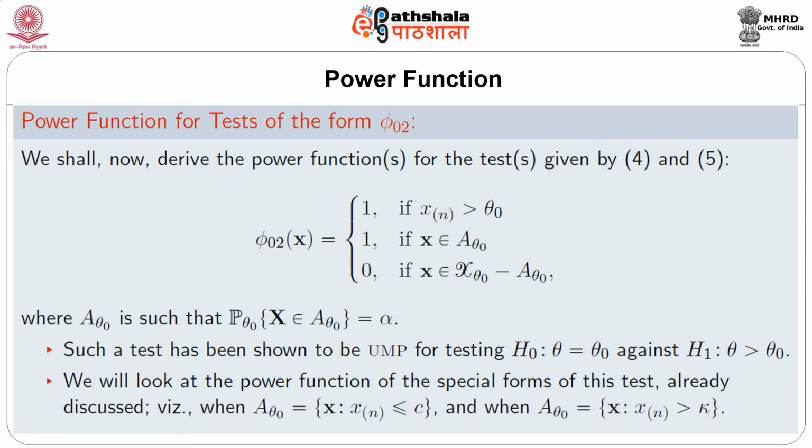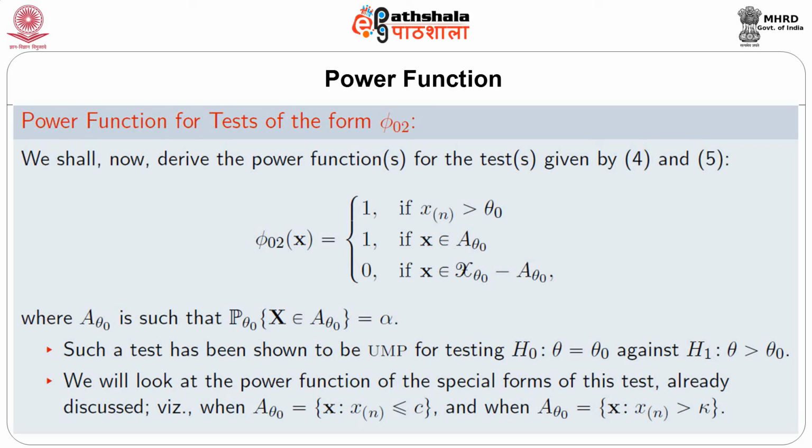Here phi naught 2 is 1 if x order n is greater than theta naught, and takes 1 if x belongs to A theta naught, where A theta naught is a subset of script X theta naught, so that the size of the test is alpha. So we have shown that this is uniformly most powerful for testing theta naught against theta greater than theta naught.